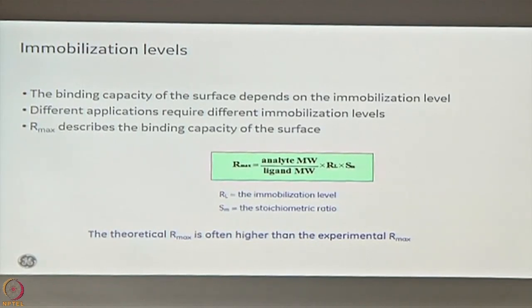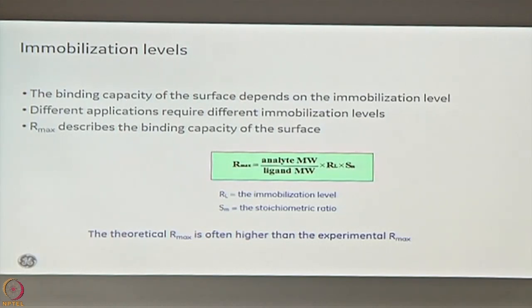R max is equal to the molecular weight of the analyte divided by the molecular weight of the ligand, multiplied by RL, multiplied by the stoichiometry. We haven't talked about R max yet. R max is called the maximum binding capacity of your surface. Once you immobilize your surface, the capacity of the surface to bind your analyte maximally is your R max. RL is the ligand immobilized.